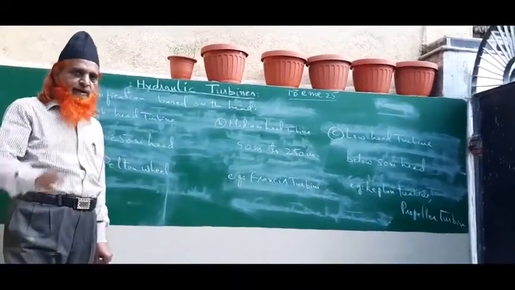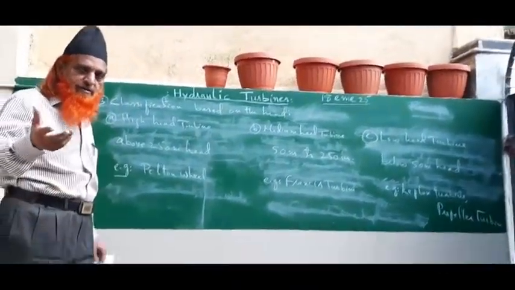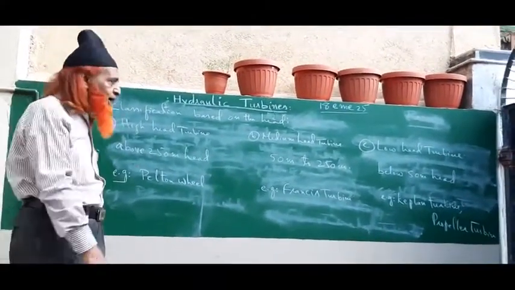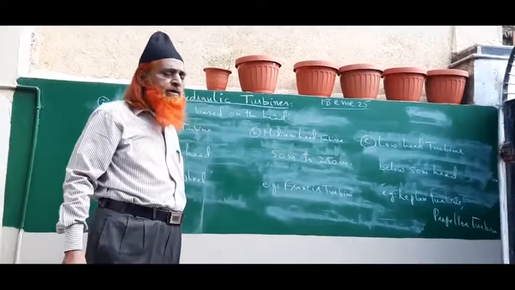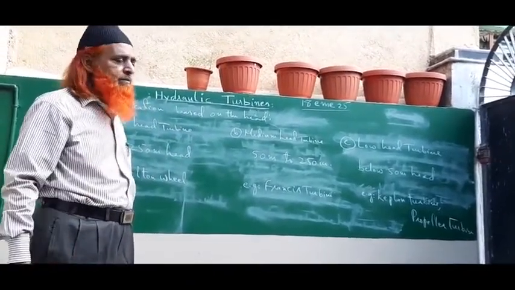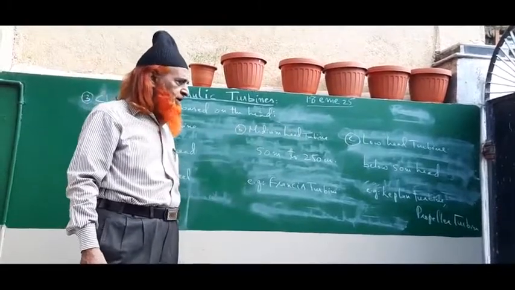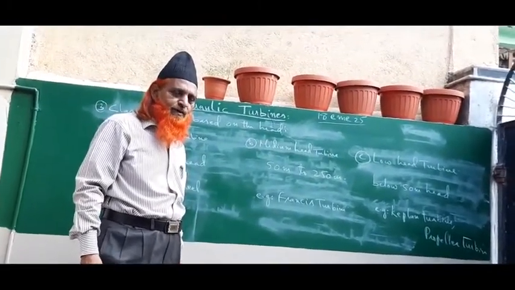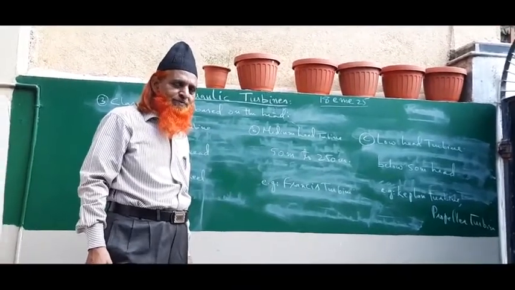Right? If head available is more than 250 meters, then Pelton wheel can be used and more power can be generated. If the head available is within 50 meter to 250 meter, then Francis turbine will go. If it is below 50 meter head, then of course Kaplan turbine works. Okay, is it clear to you?